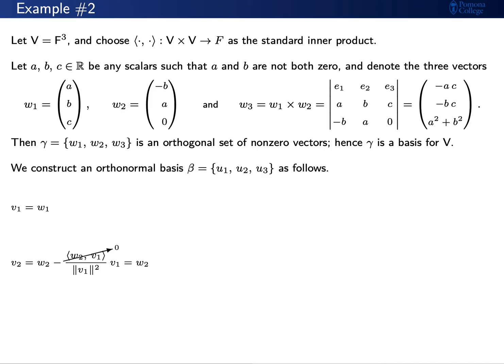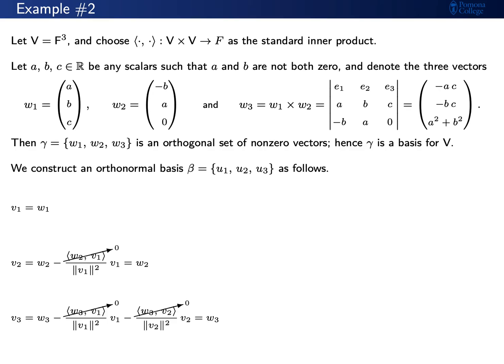For V sub 2, we'll let this be W2 minus a certain scalar times V sub 1, and the scalar involves the inner product of W2 and V1. However, recall that gamma is an orthogonal set, so this inner product should be 0. That is, V sub 2 is just W sub 2. And finally, V sub 3 should be W sub 3 minus a certain linear combination of the previous two vectors, V sub 1 and V sub 2. In this case, the inner products of W3 and V1, as well as W3 and V2, are 0. Again, this is because our gamma was chosen to be an orthogonal set of vectors. So V sub 3 should be W sub 3.